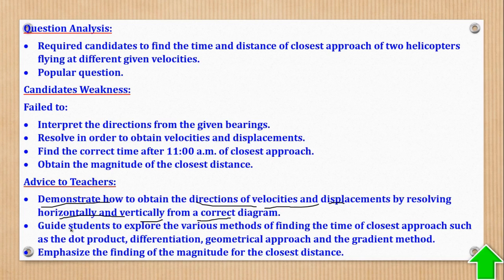Diagram must be correct. They should also guide students to explore various methods of finding time for closest approach. So there is dot product, there is differentiation, there is geometrical approach, and there is gradient method. So in this video, we have looked at the method of dot product, but there are also other methods which you can look at. Then teachers should emphasize the finding of the magnitude of closest distance. After getting displacement, we must get magnitude, and that magnitude is what will be the distance.